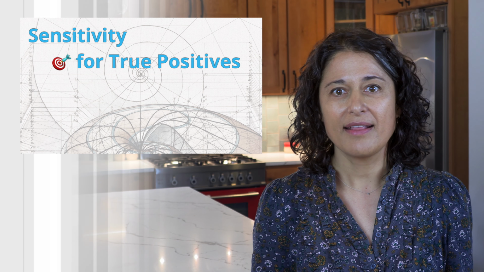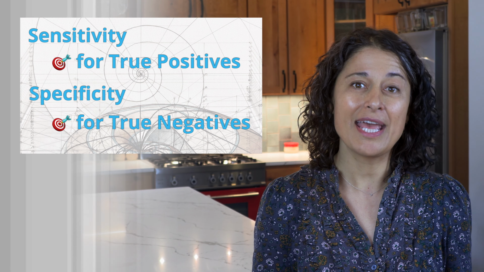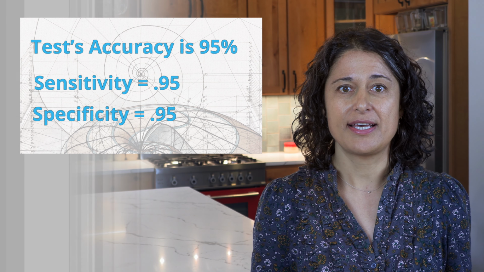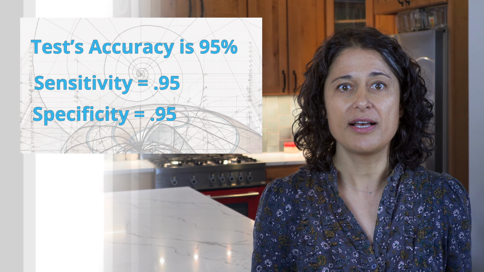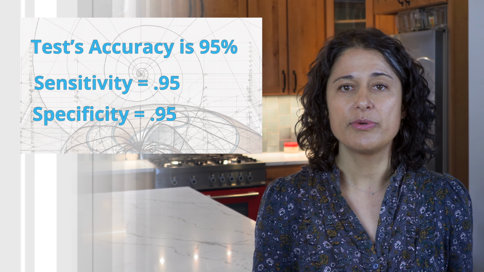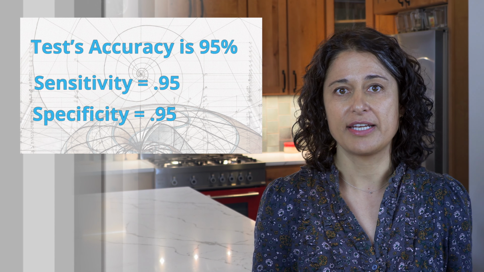The test's sensitivity measures how good it is at identifying true positive cases. And then the test's specificity measures how good it is at identifying true negative cases. In real-world medical tests, these rates are often different from each other. A test might be more sensitive than specific, or more specific than sensitive. But for simplicity, today we're going to consider an imaginary test that gets 95% of the true positives right, and it gets 95% of the true negatives right. We'll call this an overall accuracy of 95%.